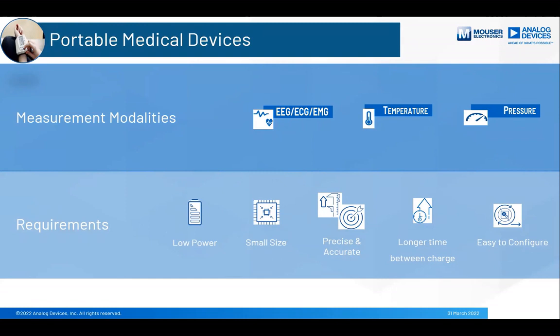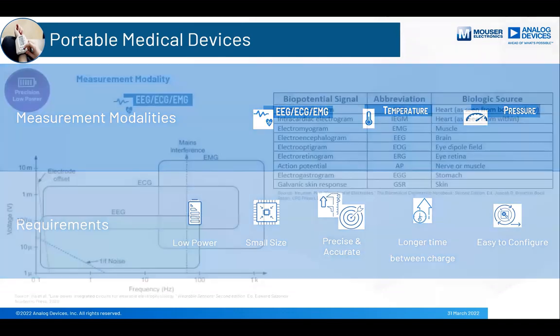These portable devices are getting smaller. Having long time between charges is ultimately important. Being able to extract small signals is really important in these spaces. And configurability is certainly a key requirement also. Some example measurement modalities in this space are biosignal type measurements such as ECG, EEG, EMG. Temperature and pressure also play an important role. But let's focus on ECG, EEG, EMG for this application.